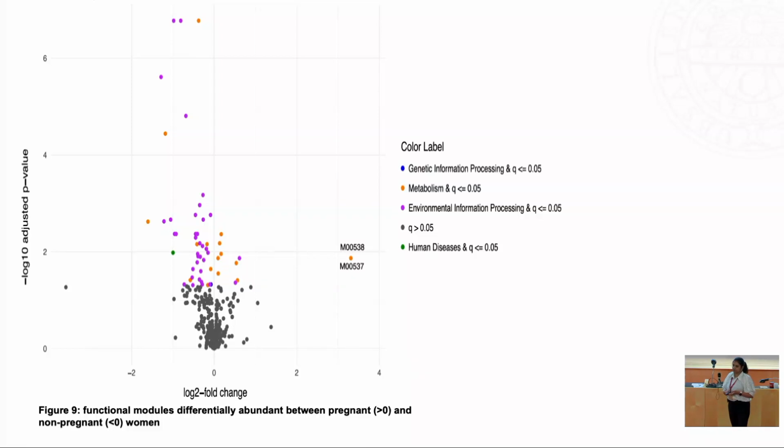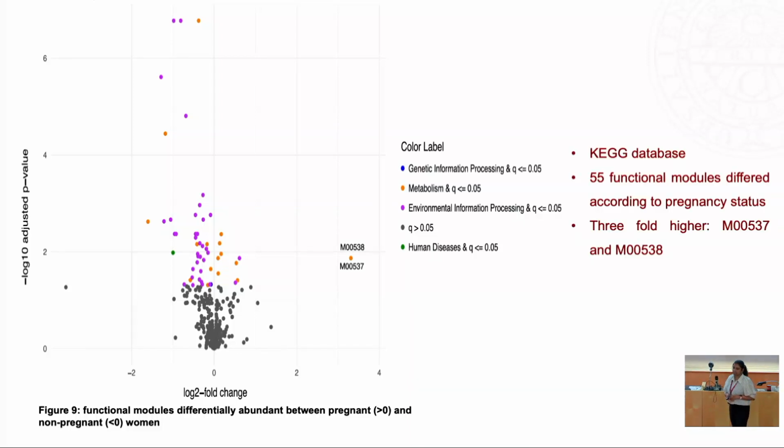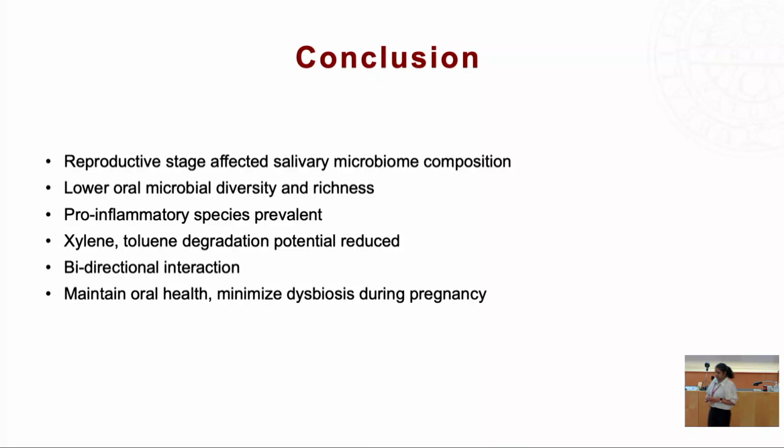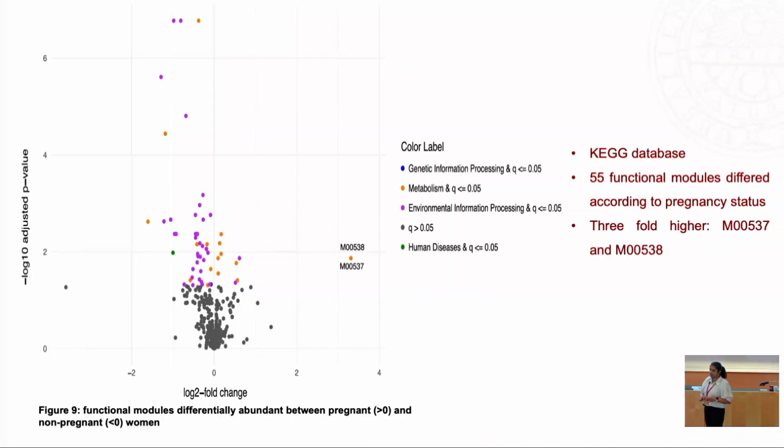Similarly, we also performed the functional modules analysis. Here the color for the module was assigned according to the KEGG pathway it belonged to. We observed that 55 functional modules differed between these two groups. Here you can see two modules that were threefold higher in non-pregnant samples, and they were associated with xylene and toluene degradation.